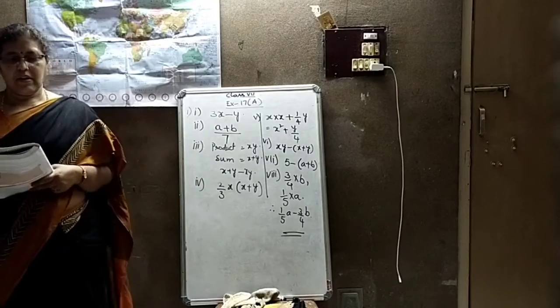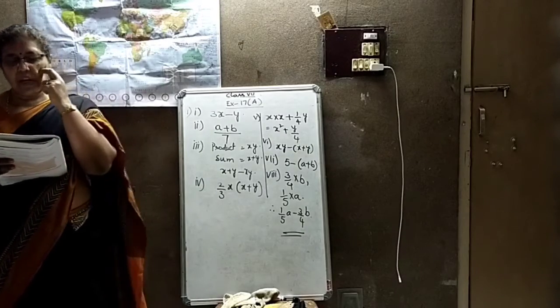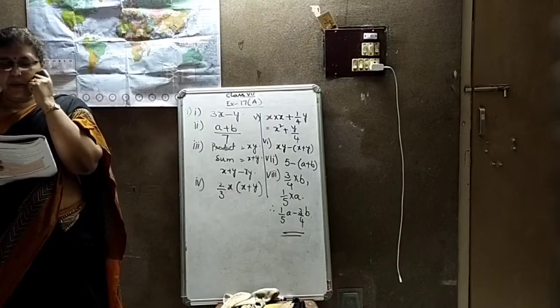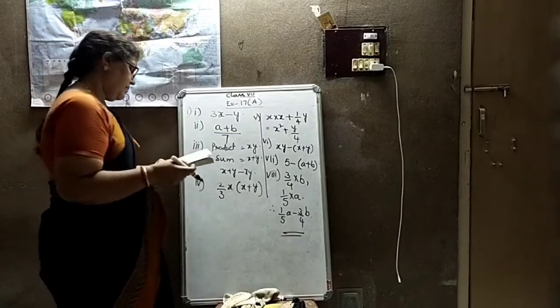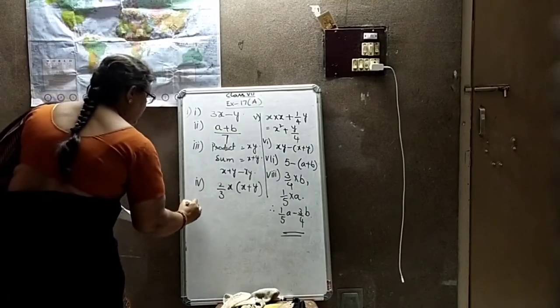Okay children? Ninth one: twice a number x subtracted from 4 times the sum of y and 5.